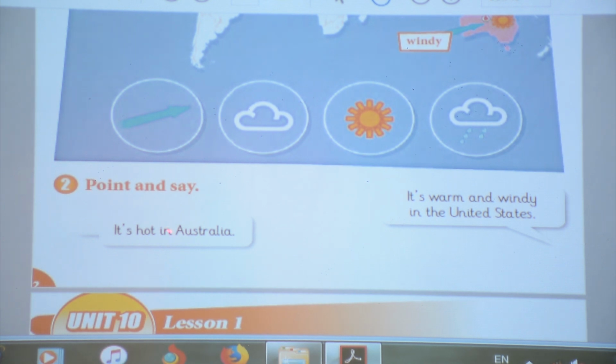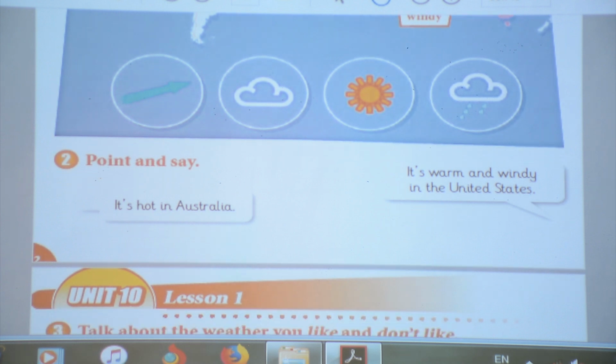Number 2.3, it's hot in Australia. We have different kinds of what? Countries, United States and Australia. In Australia, it's hot. What about the United States? It's warm and windy in the United States. We have different weather in different countries.